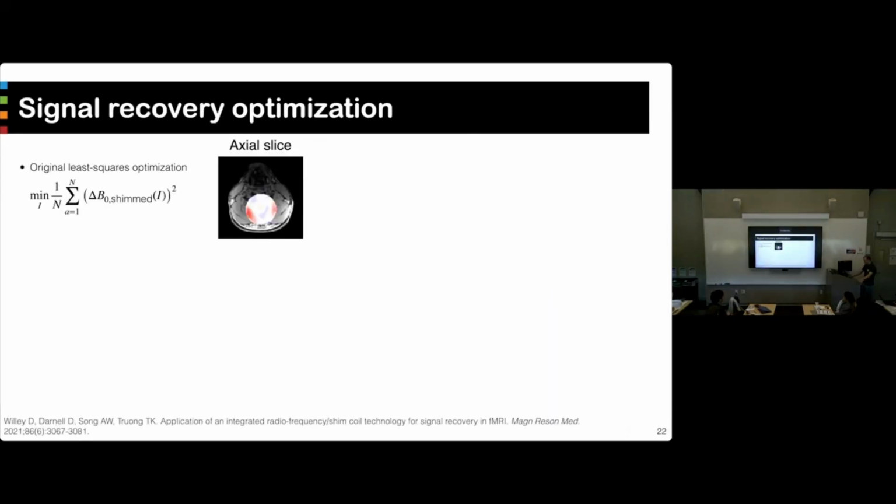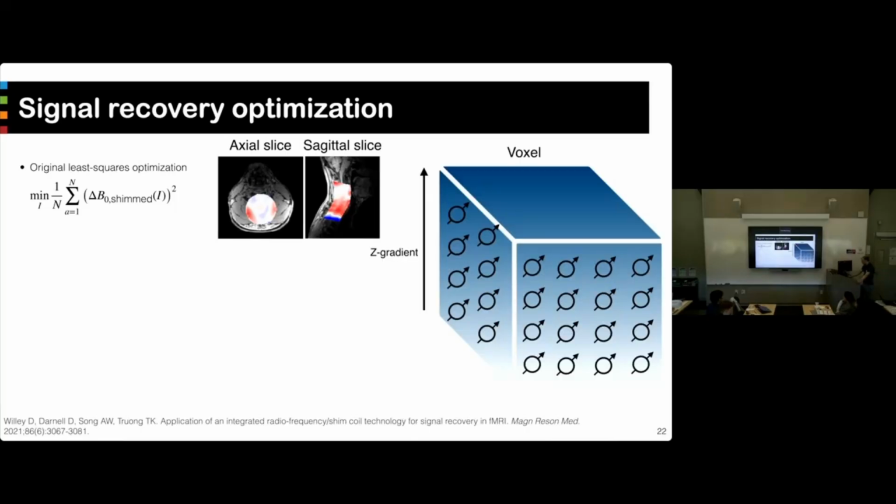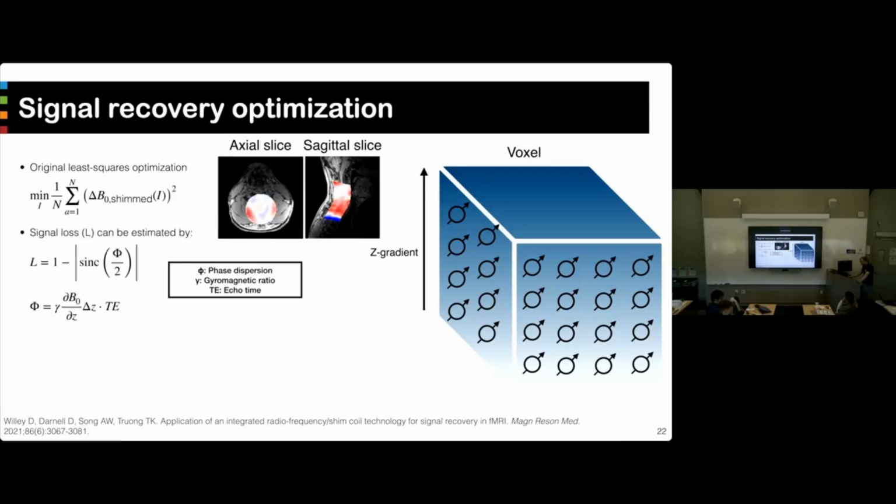So here's your typical minimization function. You take your B0 field and then you apply your least squares minimization on that. However, if you look at the through-slice direction, for example, you're going to see that it's not just the same thing across the whole slice. The spins are going to rotate at a different speed.